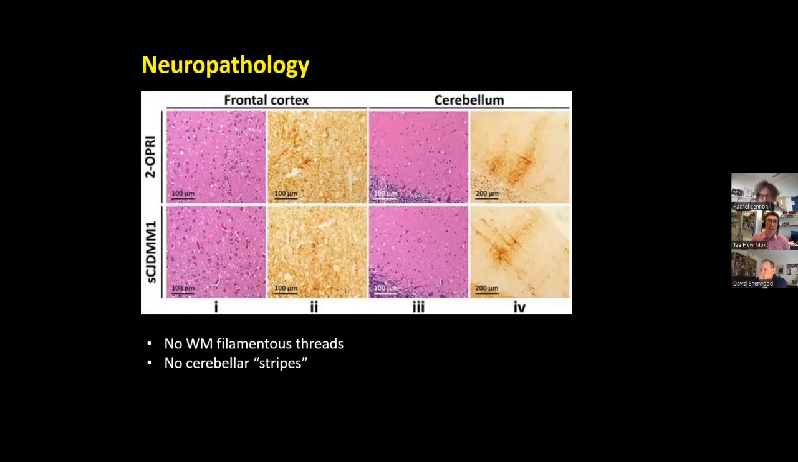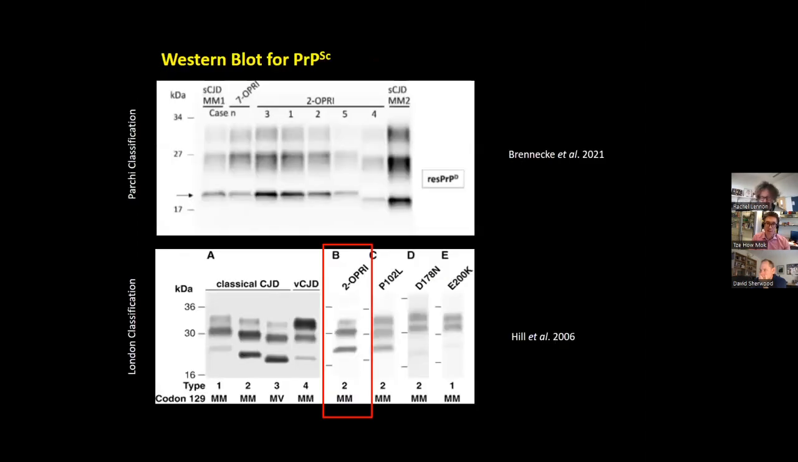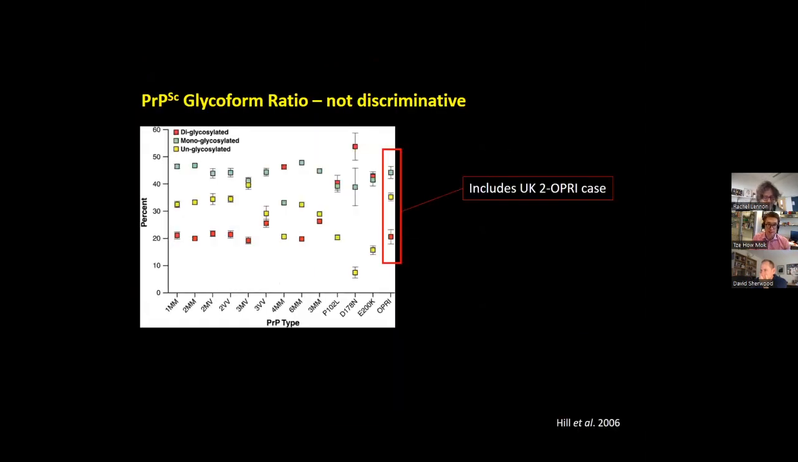Right. So neuropathology looks like CJD. Nothing that looks like familial inherited prion disease. The Western blots look like CJD. And then as we know, the glycoform ratio is not particularly useful, so this is not discriminative.